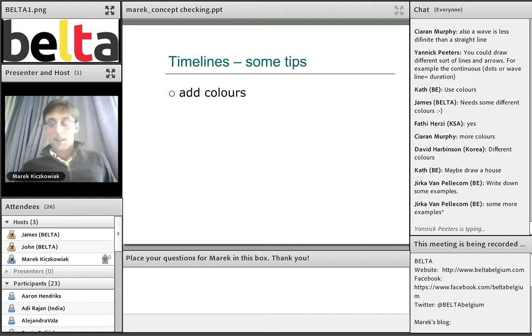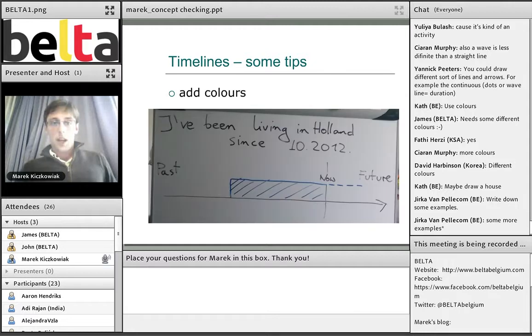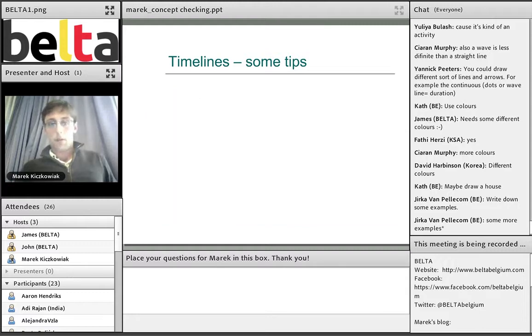Okay, let's look at some tips for timelines. The first one that I've got, and that a couple of people wrote in the chat box, is add colors. So I've added colors here. I made it blue, as you can see. And somebody also suggested a dotted line after now going into the future, because it's very likely that I will continue living in Holland. So the first tip would be to add colors.